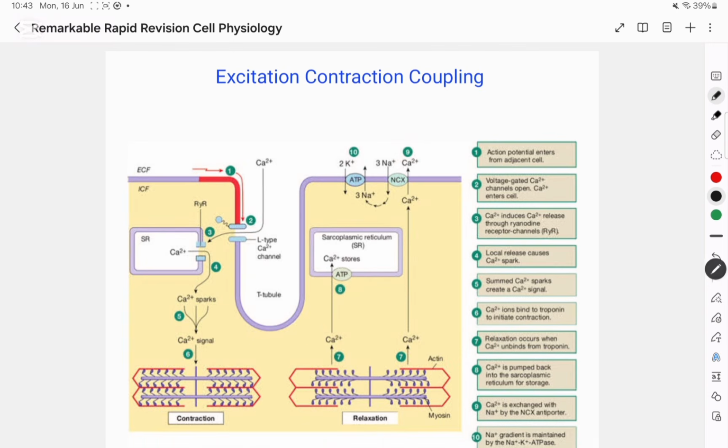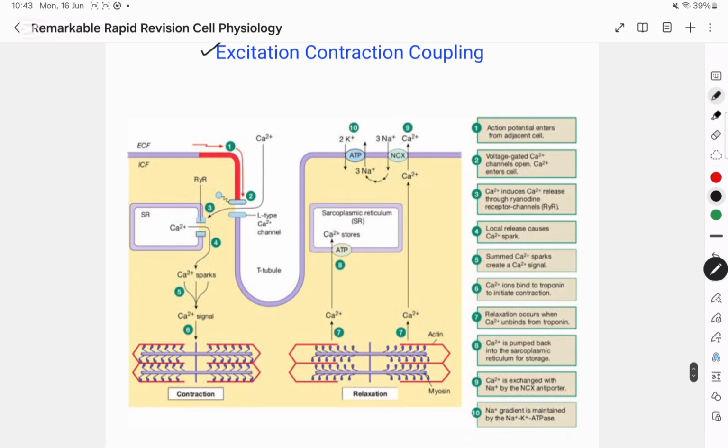So next up we have excitation contraction coupling. So excitation contraction coupling को समझने के लिए first of all you need to know what is a T-tubule. T-tubule is a part in the muscle fiber which is in direct communication with the extracellular compartment. तो यहाँ पर हो क्या रहा है कि सबसे पहले in step 1 there is action potential that enters from the adjacent cell. तो दूसरे सेल से action potential move करता हुआ इस सेल की तरफ आ रहा है and it will move across this T-tubule.